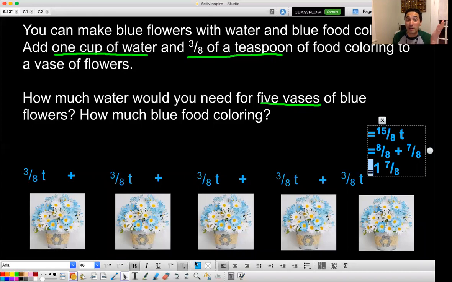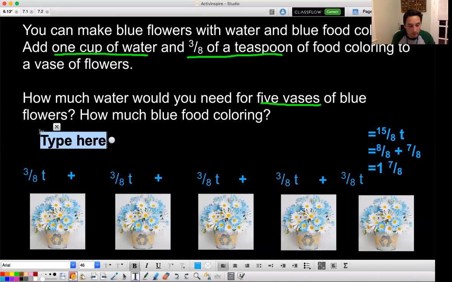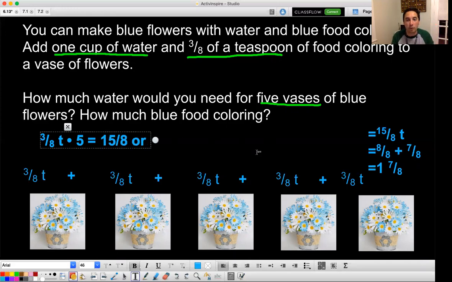So again, that's repeated addition though. How would we write that as a multiplication problem? I still have my 3/8 teaspoon. Just because I'm like a super nerd, I'm gonna keep making these fractions so you can see what they are. And how many times did I have 3/8 of a teaspoon? 1, 2, 3, 4, 5. Now, if I hadn't already done this addition, it would be really hard for me to figure this out. But since I've already done it, I know it's 15/8 or 1 and 7/8.